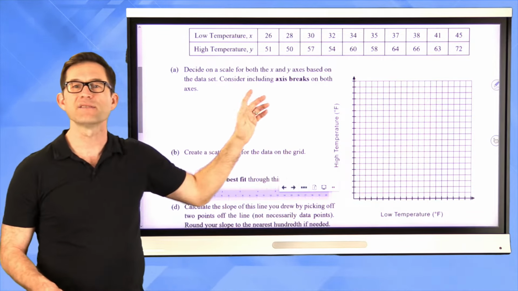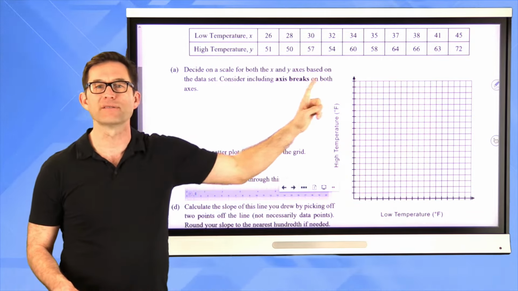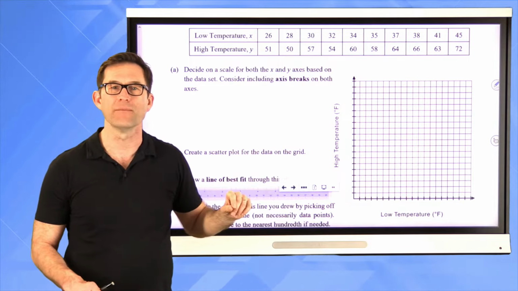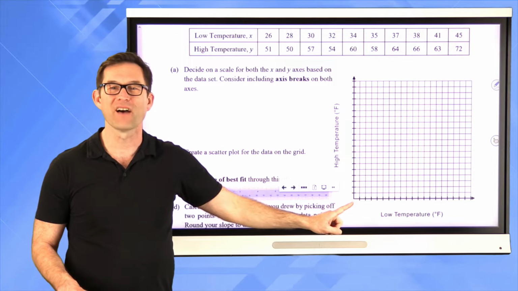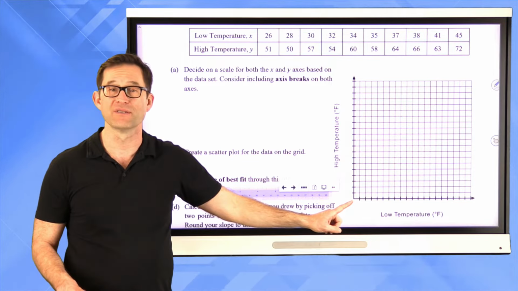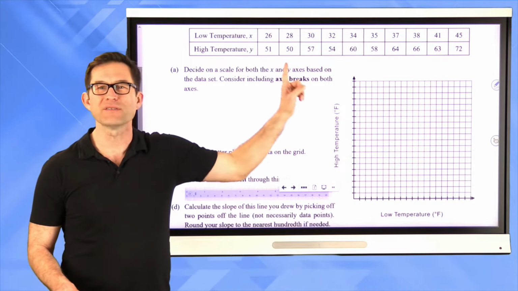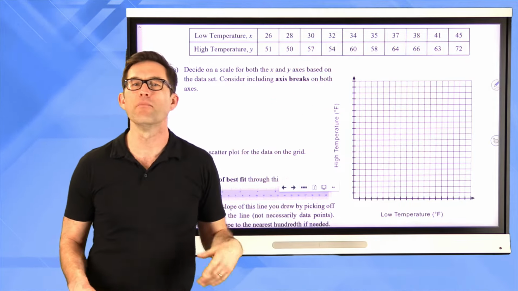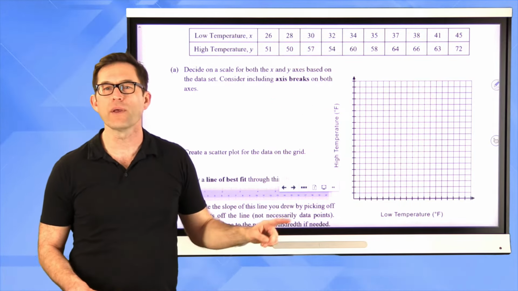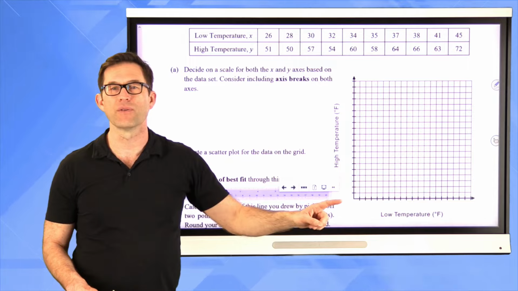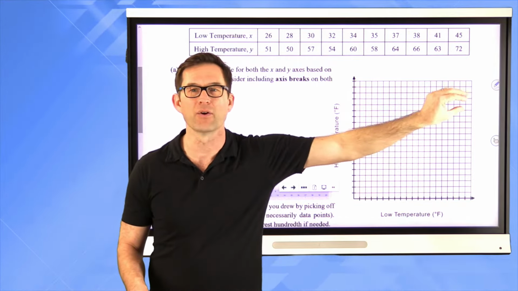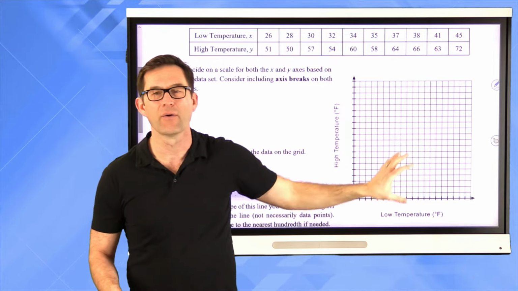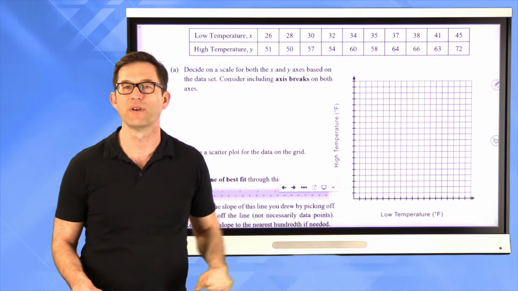And it says, consider including axis breaks on both axes. What does that mean? Well, right here is obviously the point 0, 0. But notice none of our temperatures are even remotely close to 0. So if we literally left that as 0, 0, then all of our data would be right around up here. None of it would be down here, because a lot of this space would never get used.